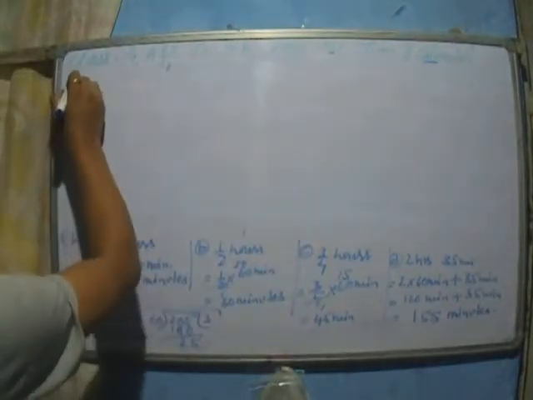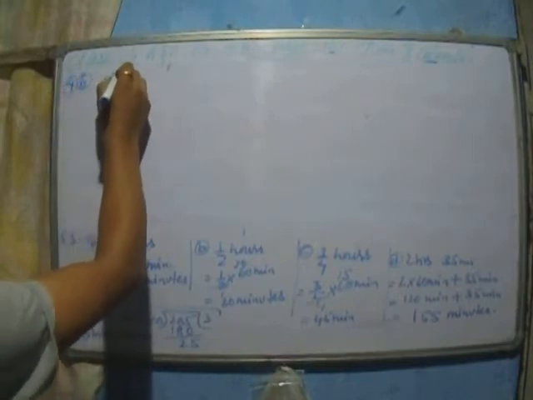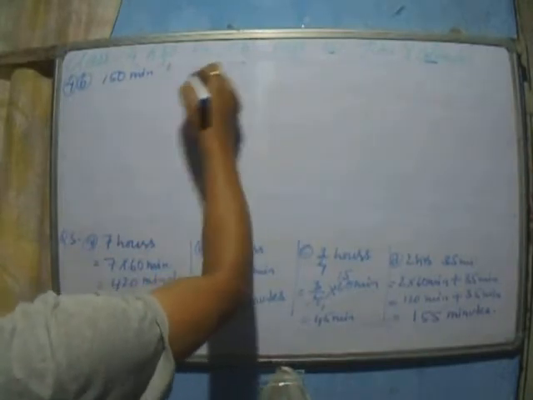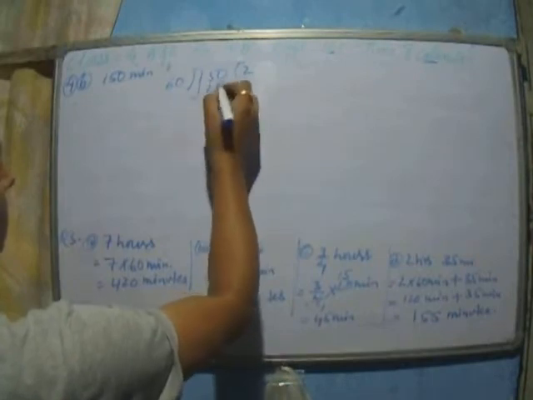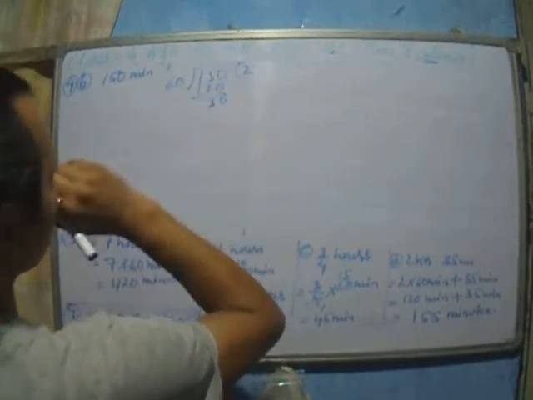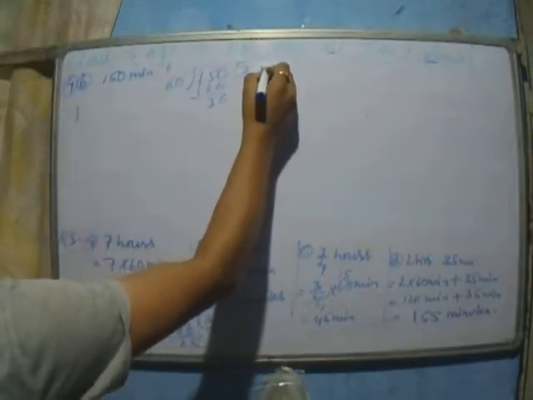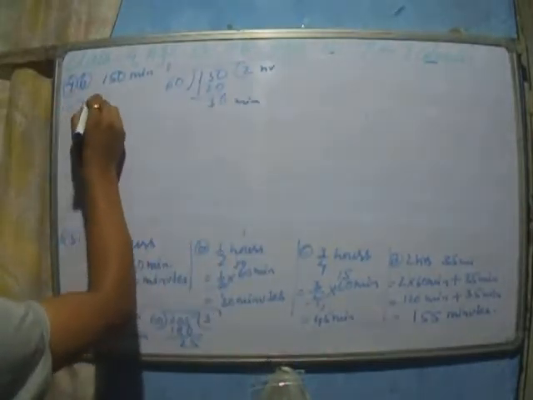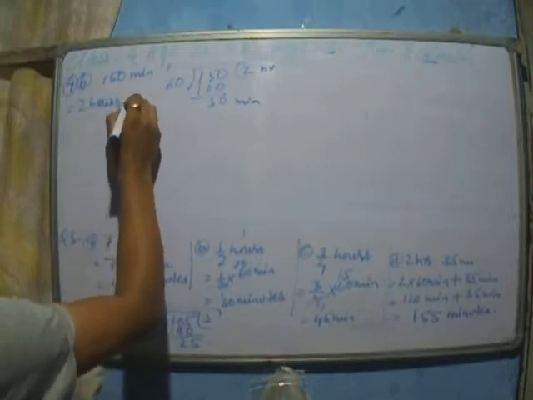Question number 4, B, 150 minutes. So here 150 is going to be divided by 60. 6 times 2 is 120. We are left with 30. This is not hours, this is minutes. So here the answer is 2 hours 30 minutes.